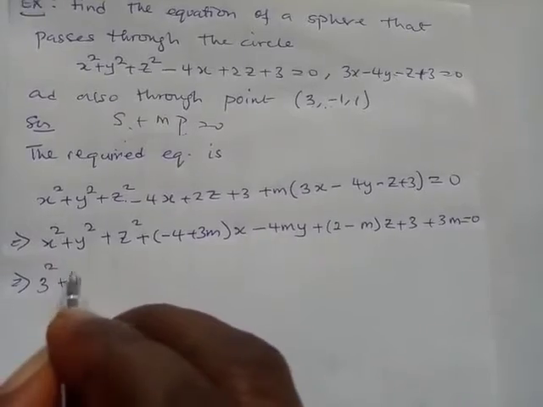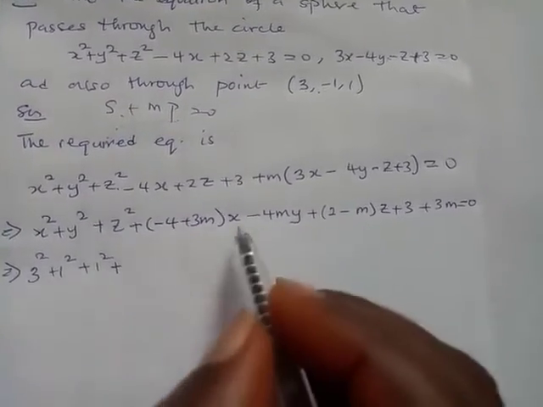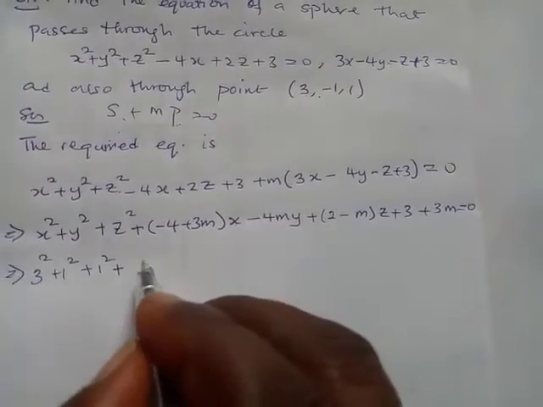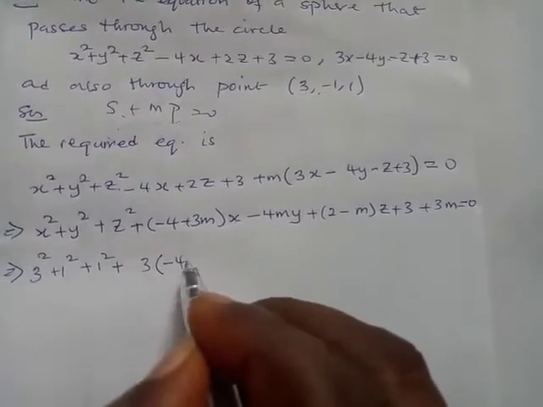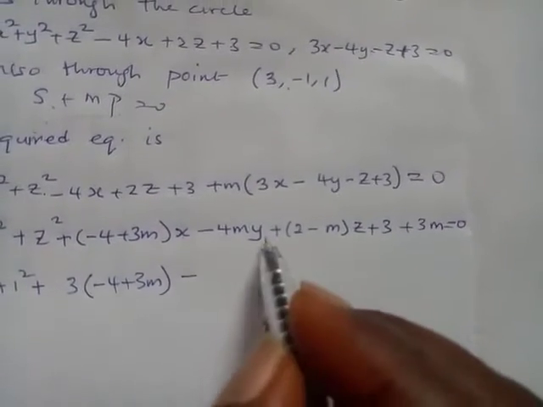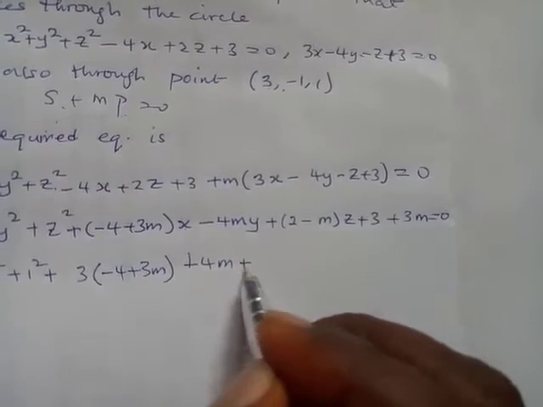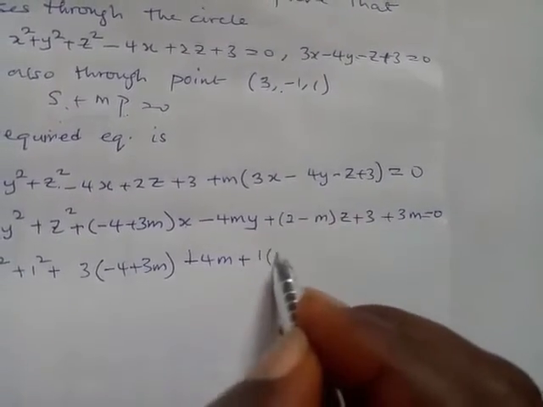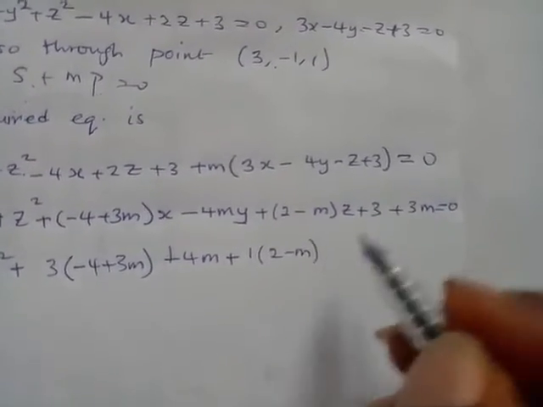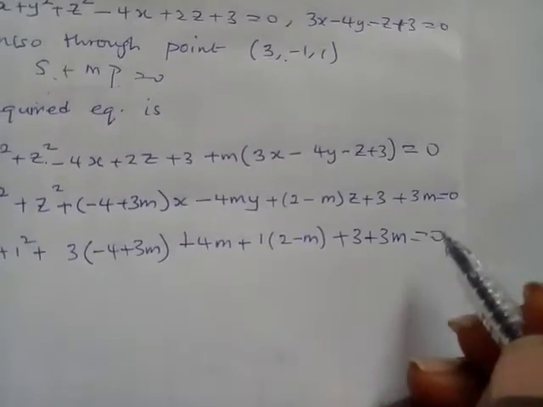This will be 3 squared plus 1 squared plus 1 squared plus, x is 3, this will be plus 3 into minus 4 plus 3m. My y is minus 1, this will become plus 4m, plus our z is 1, this is 1 into 2 minus m plus 3 plus 3m is equal to 0.